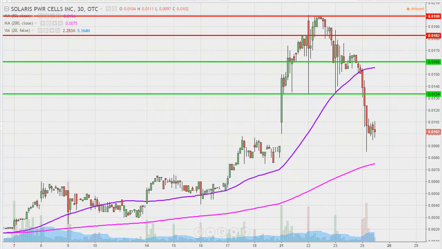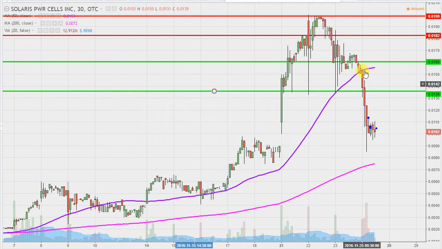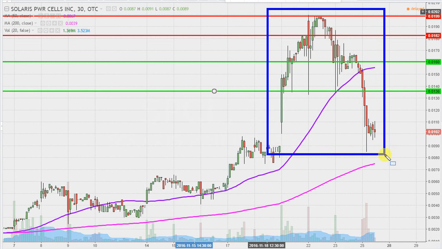Real quick, what do I mean by 30-minute in case maybe you're new to charts? Instead of each one of these candlesticks here representing 1 day's worth of price action, which is what you would normally see, each one represents 30 minutes. So while this here may look like several weeks worth of time, it's actually just the past several days broken down into 30-minute time slices.